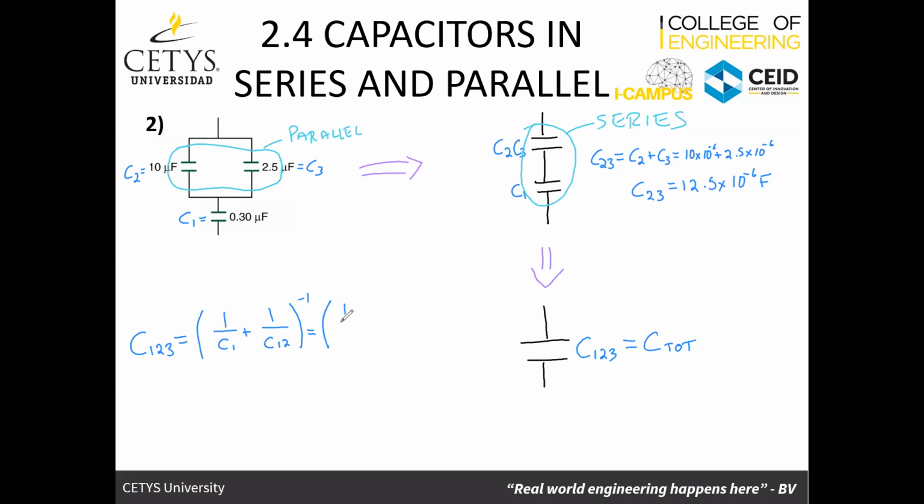This is going to be 1 divided by 0.3 times 10 to the -6 plus C1, C23. I'm sorry. Oh, I wrote that down wrong. Yep. It's C23. Correct. Thank you. Anya.